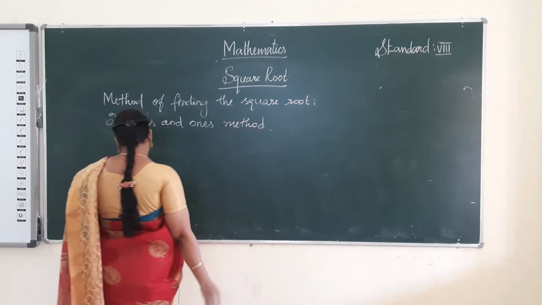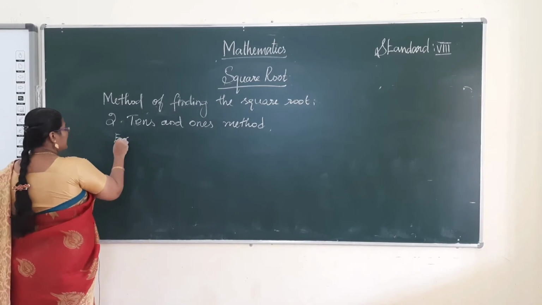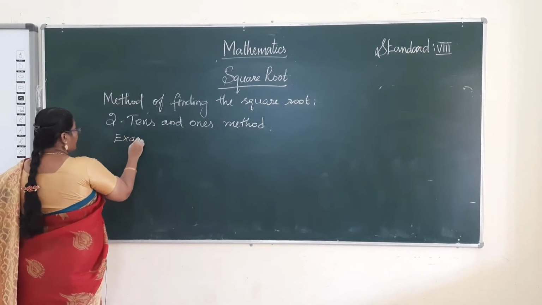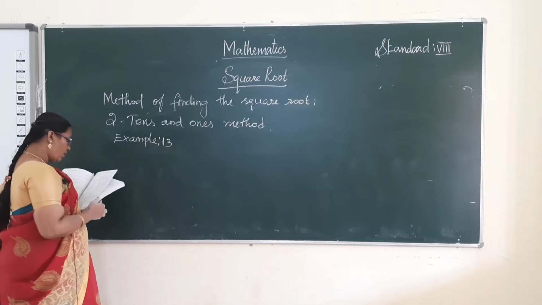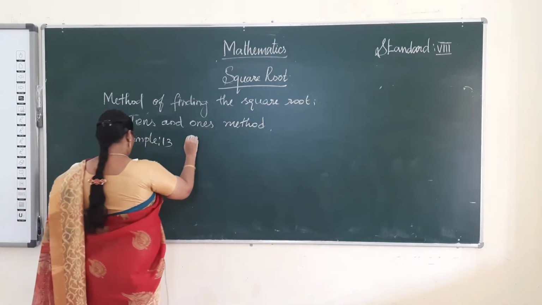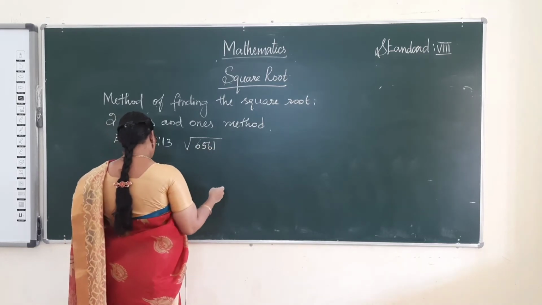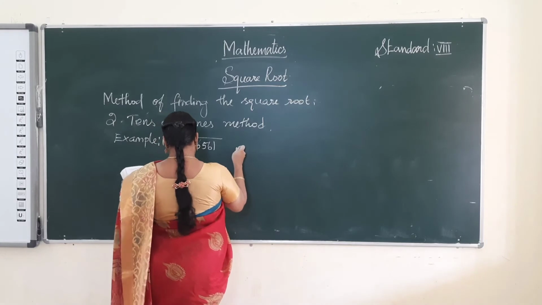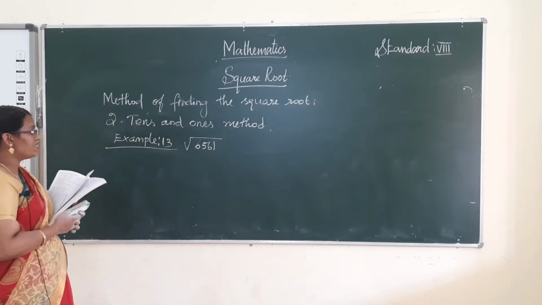Okay, I will directly go to the example, then you can easily understand. Example 13: find the square root of 6561 by finding its ones-tens method.